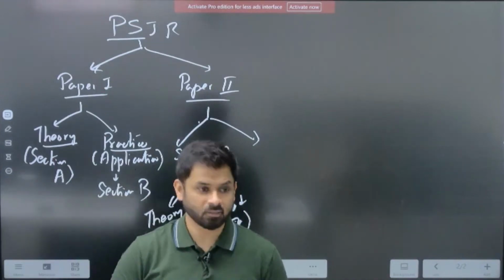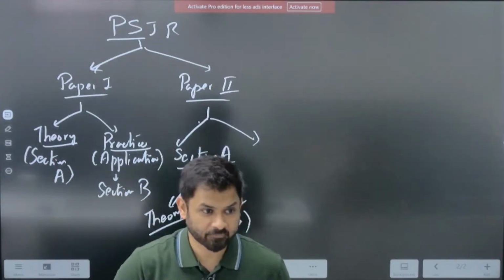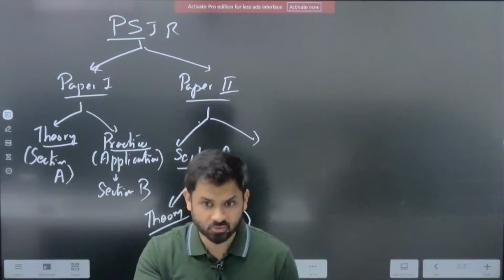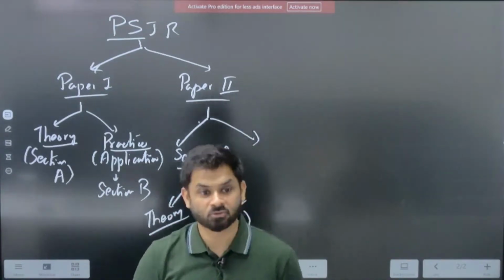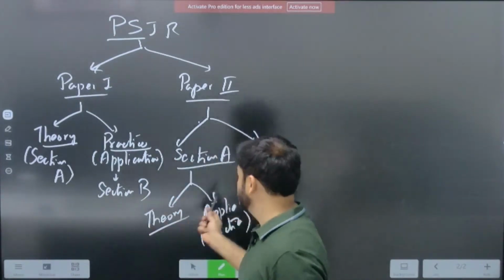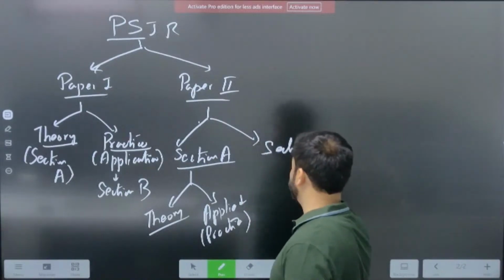Section A of paper 2. Have you got the point? So their theory is also there and its application is also given there in the section. And section B is what? Section B is what? Theory or practice?